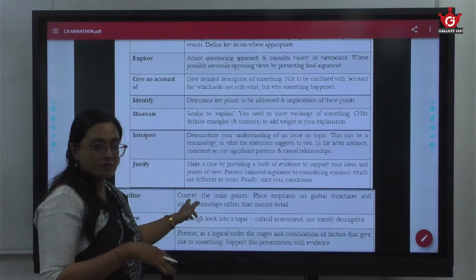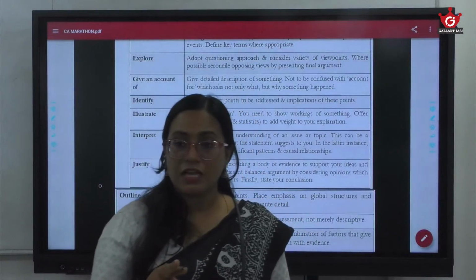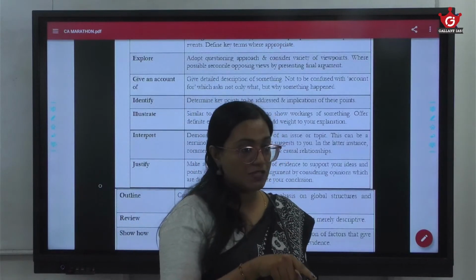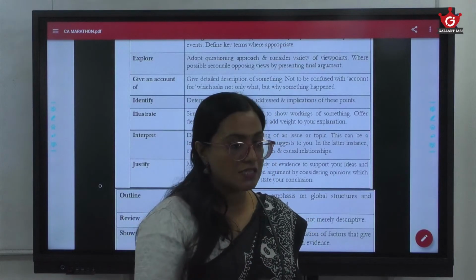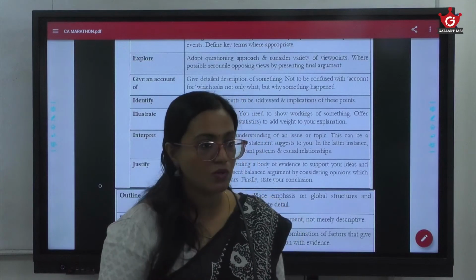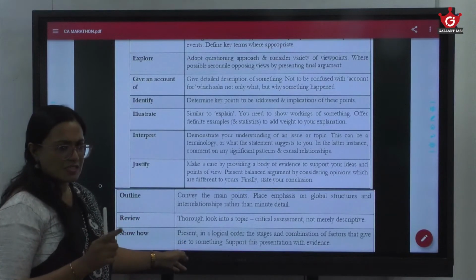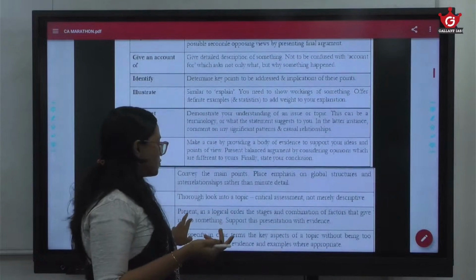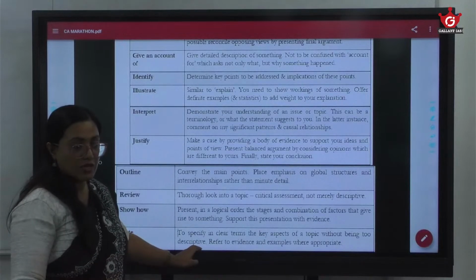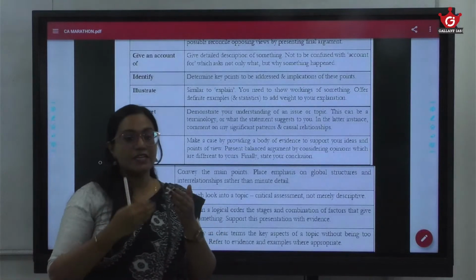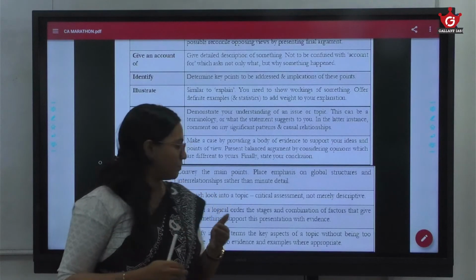Justify, see, justification can be, you can either agree with the statement or you can disagree with the statement. But the difference is that whether you agree or disagree, you should have the justification, you should have the evidence for that. Now outline is just the main points. Review is actually assessment. Show how means how does it happen? Why does it happen? What are the factors that led to it? In such a question, you don't have to go in depth, but you require more points.